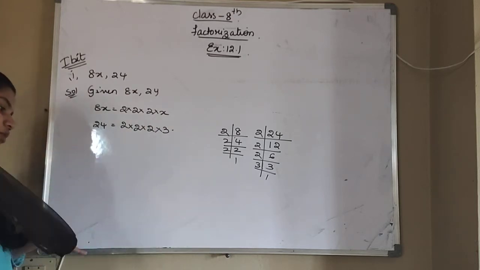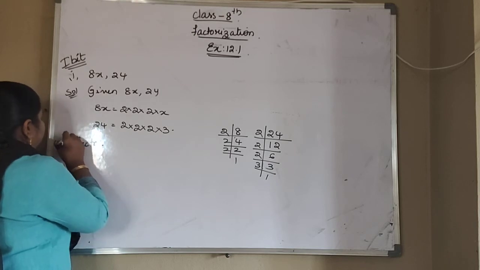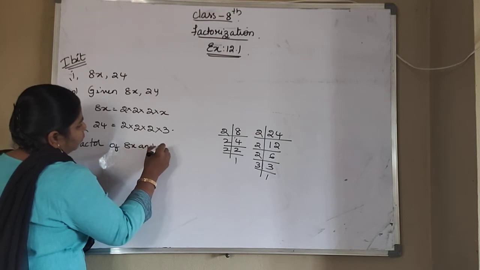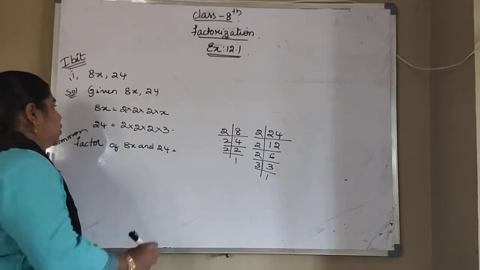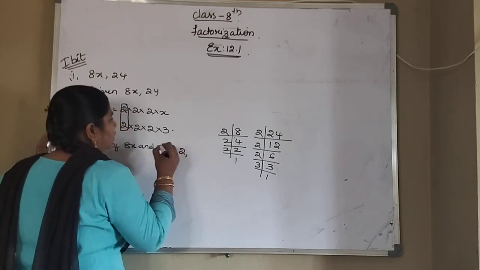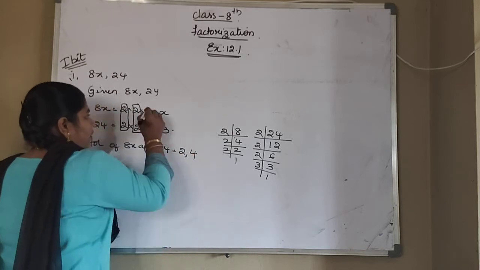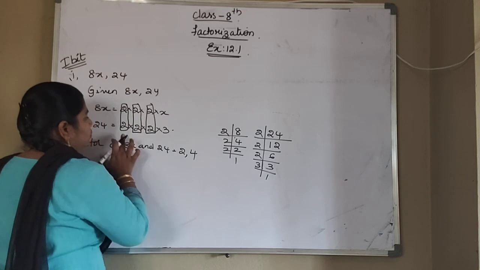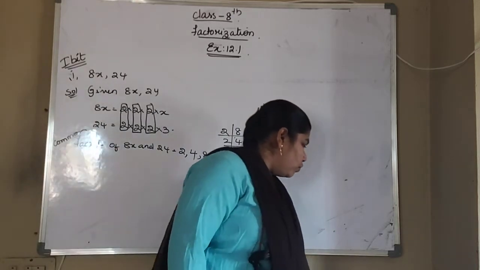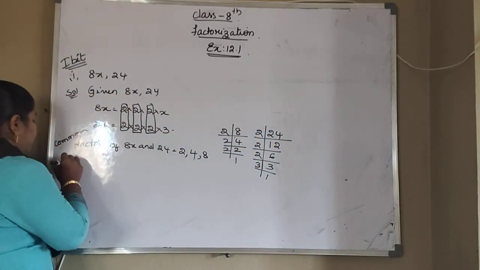What we want are the common factors of 8x and 24. 2 is a common factor. In both cases you can see 2, and in both cases you can see 4, since 2 2s are 4, and in both cases you can take 8 also, since 4 2s are 8. So 2, 4 and 8 are the common factors of 8x and 24. So this is our first one.